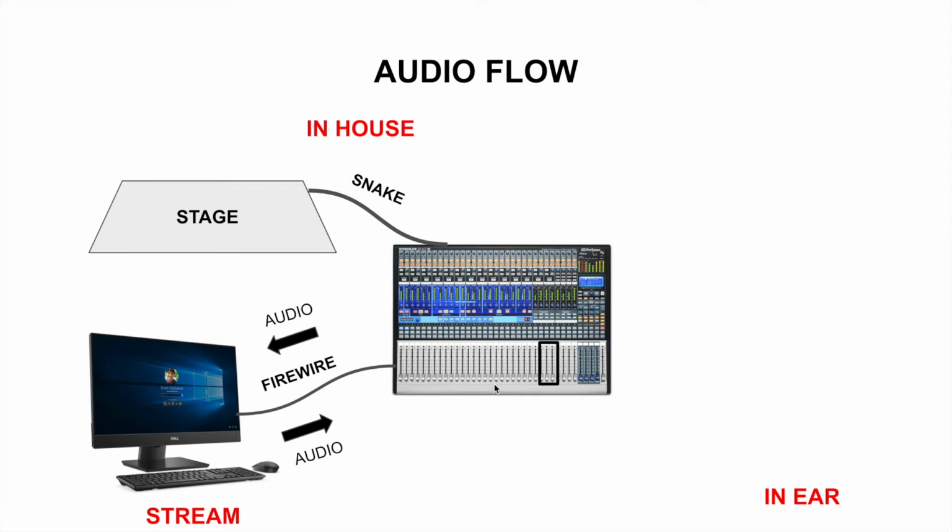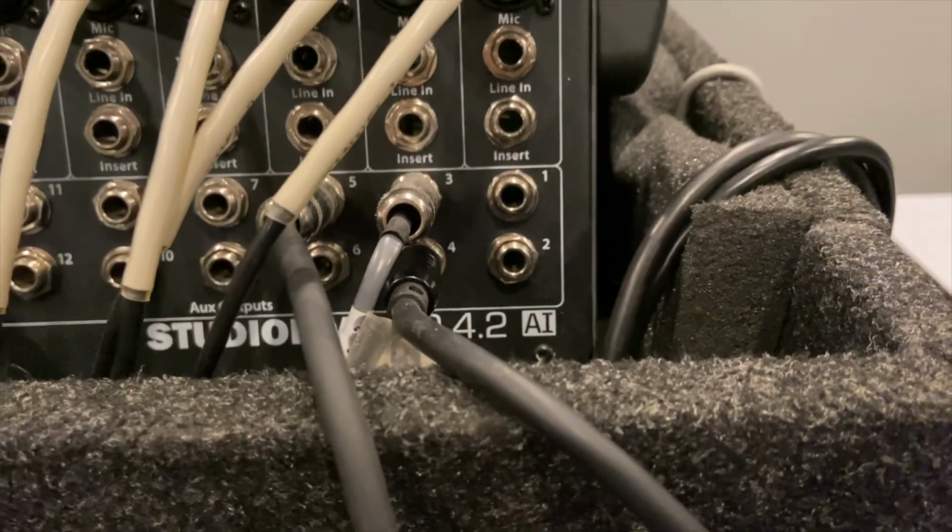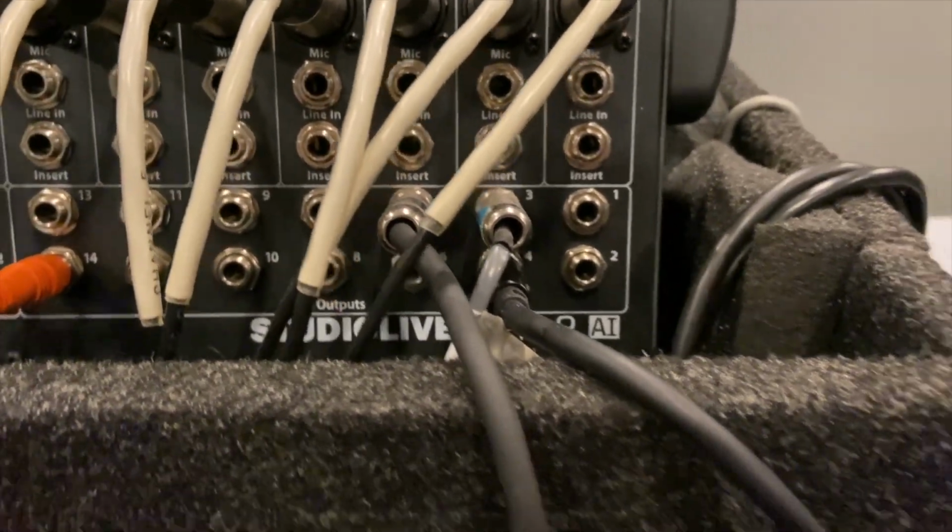And this audio gets routed to 2 unused channels here on our board, which is 23 and 24. Now, we keep these faders down all the time for in-service because we don't need them. We don't need to hear the stream mix in our in-house mix because we already have all those instruments. We don't need them to be duplicated. But what we do is channel 23 and 24 gets sent out over aux 4 and aux 5. So 23 gets sent through aux 4 and 24 gets sent through aux 5.